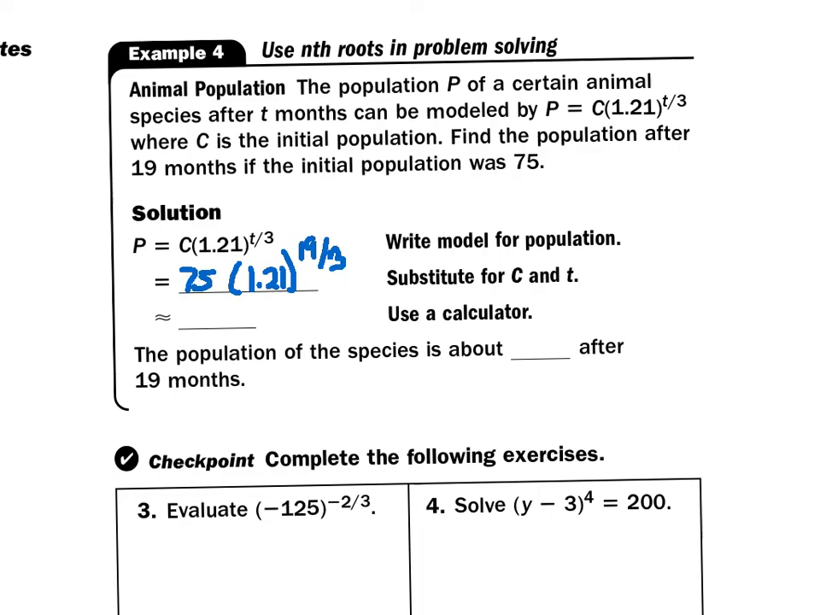Now, we need to solve it or use a calculator to solve it. Make sure you don't just say 75 times 1.21 up 19 thirds, because your calculator may go ahead and multiply the 75 times the 1.21. I would put it in double parentheses, or I would do this part first and then times 75. Go ahead and do that on your calculator. Make sure you get about 250.